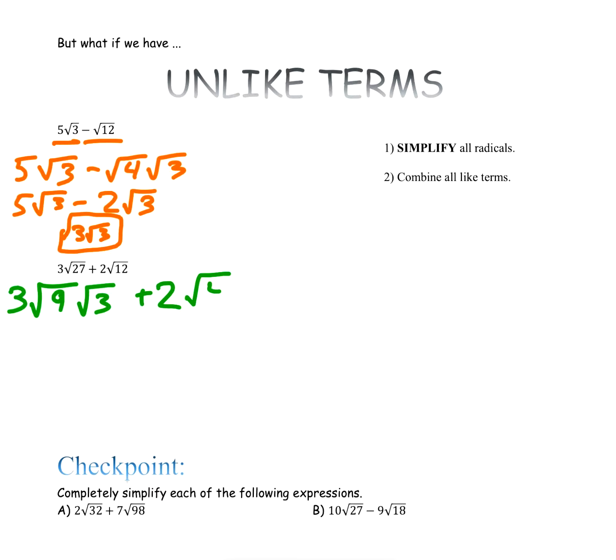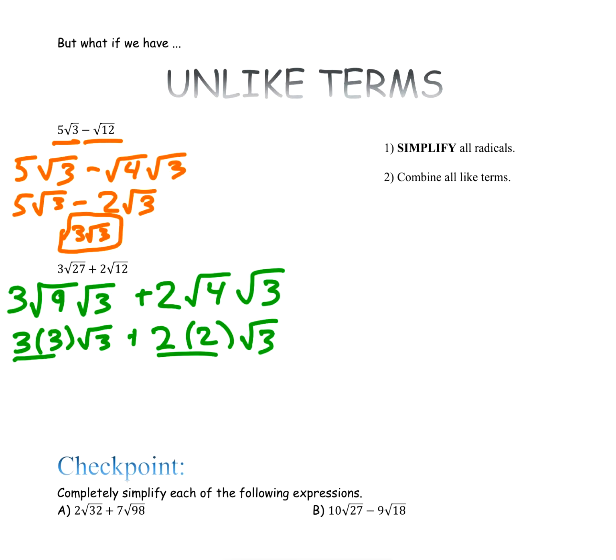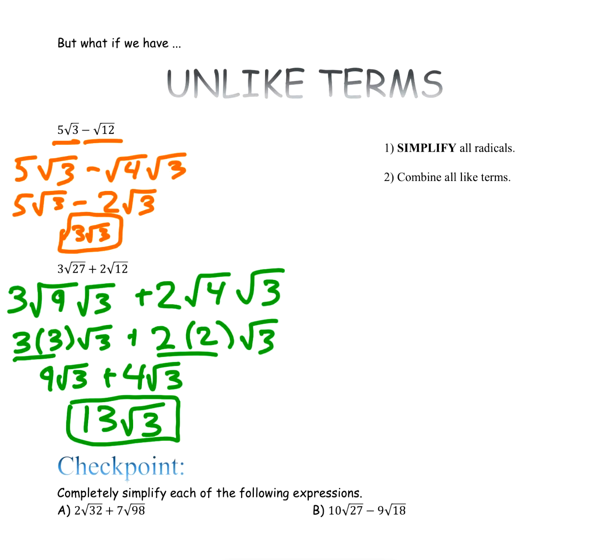Let's simplify these. Radical 9 is 3, so 3 times 3, radical 3. A lot of 3s there. Plus 2, radical 4 is 2, so times 2, radical 3. I'm going to multiply these coefficients, so 3 times 3 is 9, radical 3, plus 4 radical 3, and you get 13 radical 3 for our final completely simplified answer.